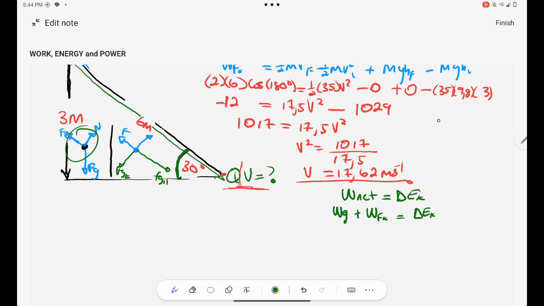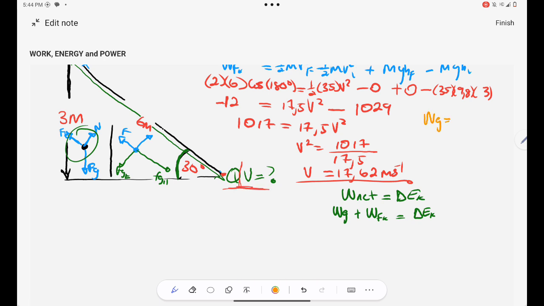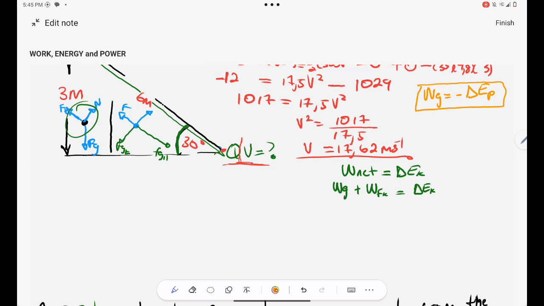Always, guys, please note that work done by gravity will forever be equal to the negative change in potential energy. So whenever I come across work done by gravity, I'll simply substitute negative change in potential energy, plus my work done by friction is equal to the change in EK, which simply means work done by friction is the change in EK plus the change in potential energy.